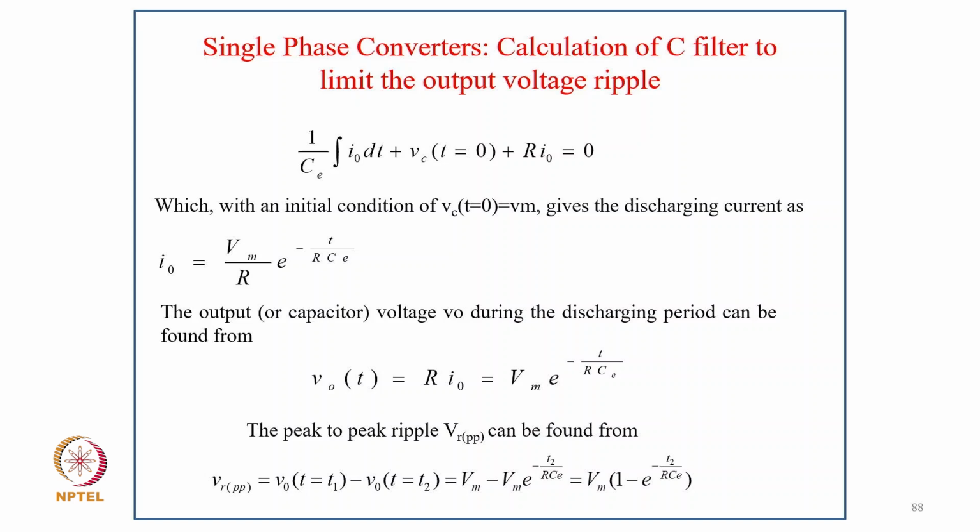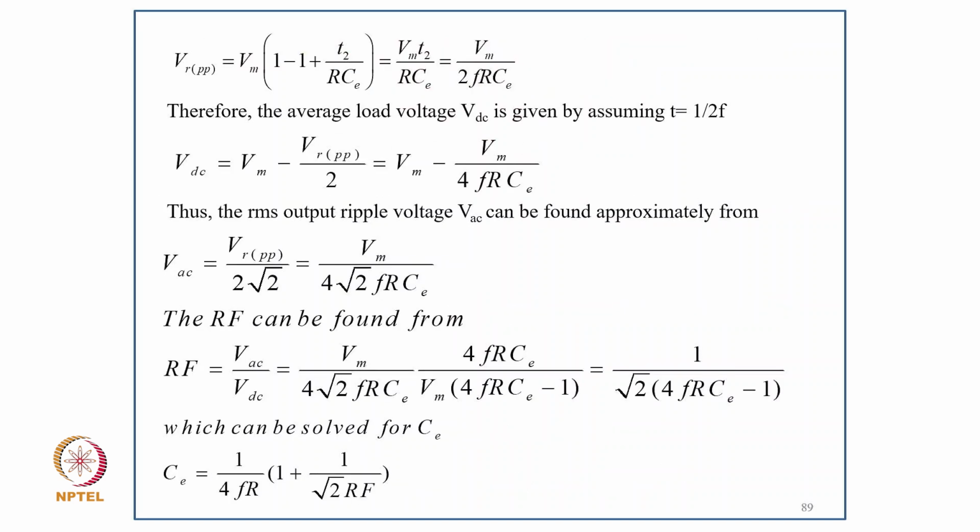The peak to peak voltage ripple can be found out as VRR equal to V at t equal to T1 minus V0 at t equal to T2, that is equal to Vm minus Vm e to power minus T2 upon RC, that is equal to Vm in bracket 1 minus e to power minus T2 upon RC. Or the ripple voltage VRPP is equal to Vm in bracket 1 minus 1 plus T2 upon RC, or equal to Vm T2 upon RC, or Vm upon 2FRC.